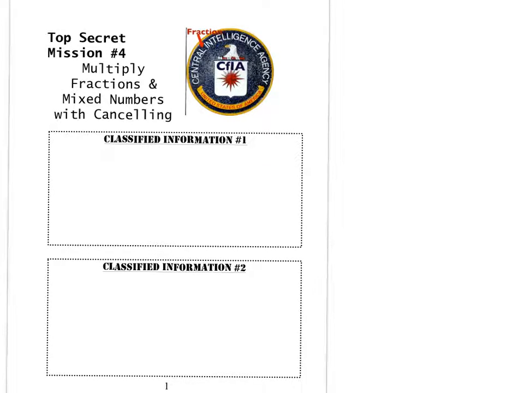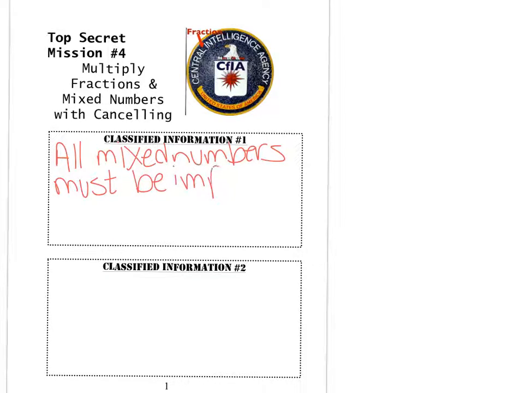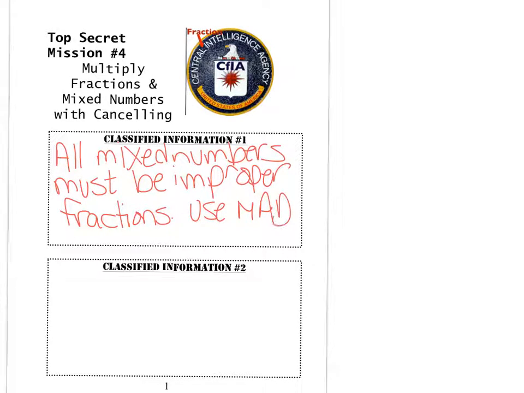Classified information number 1 is all mixed numbers must be improper fractions. That's very important. And use MAD to do that. You've learned that already. I'm going to write the example problem that we're going to do right up here. 3 3/4 times 4 2/5. We will take this problem and go step by step through the process.